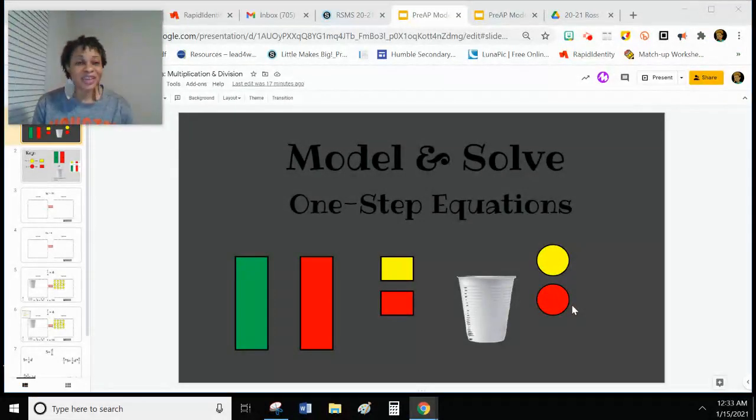Today we're still looking at TEK 6.10a, which says I can model and solve one variable, one-step equations and inequalities that represent problems, including geometric concepts. We've already looked at solving one-step addition and subtraction problems, so today we're looking at multiplication and division.